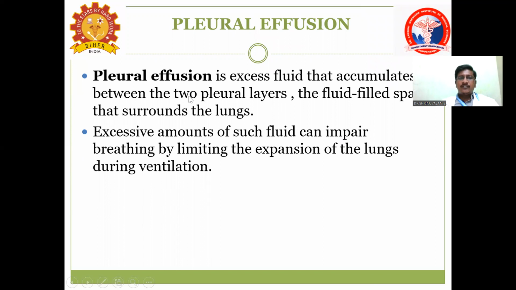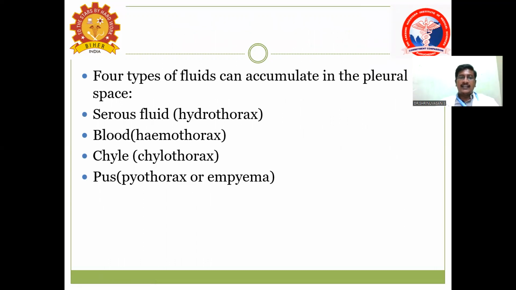Okay, first let us see a few common pathologies. So what do you mean by pleural effusion? Pleural effusion is nothing but excess fluid, maybe transudate or exudate, accumulated in between the two pleural layers. Based on the type of fluid accumulation, it is called hydrothorax, hemothorax, chylothorax, or pyothorax.